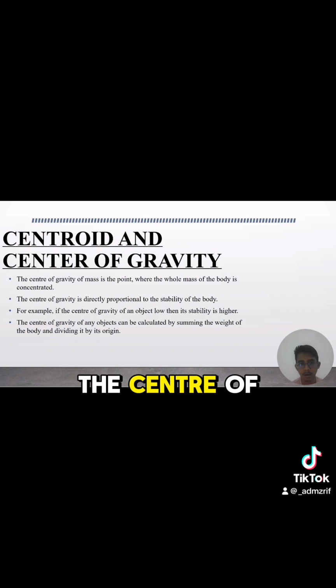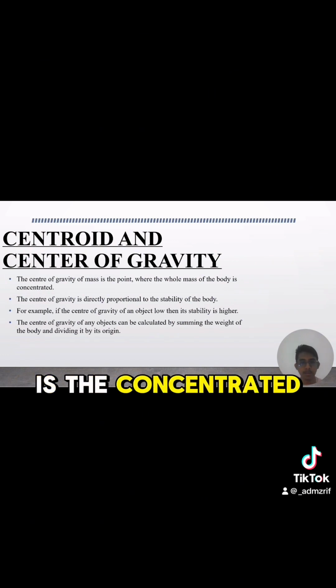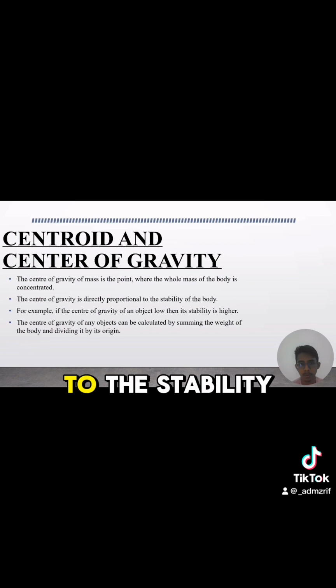The center of gravity is the point where the whole mass of the body is concentrated, and the center of gravity is directly proportional to the stability of the body. For example, the lower the center of gravity of an object, the higher its stability, and the center of gravity of any object can be calculated by summing the weight of the body and dividing it by its origin.